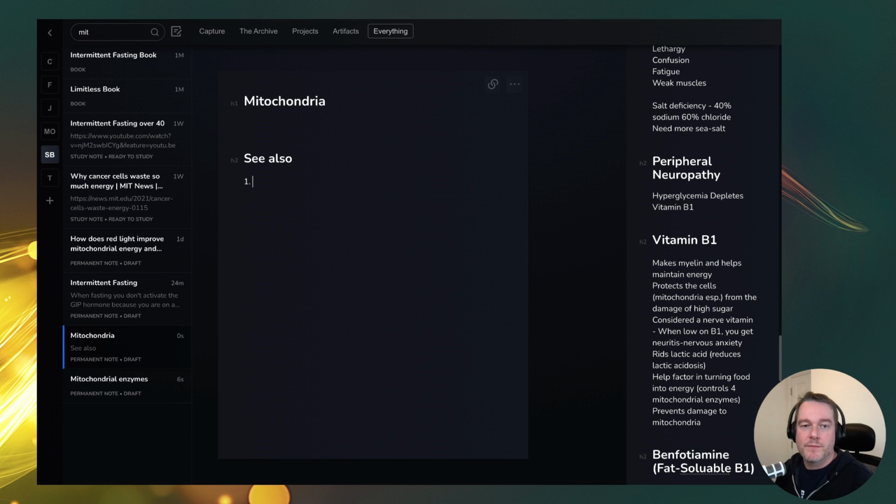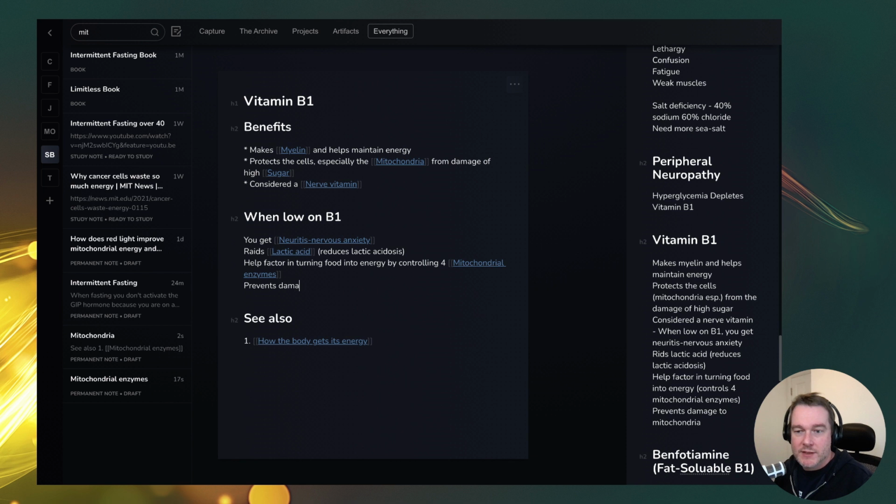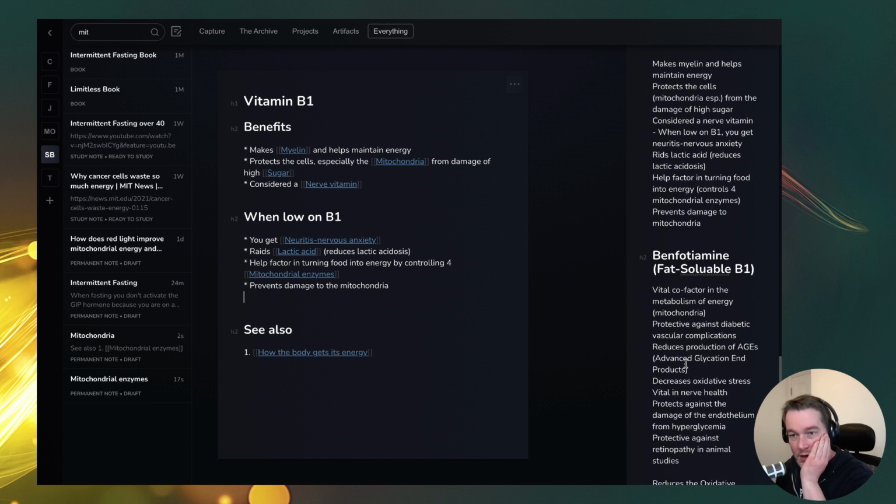C also. There we go. Right. Back to vitamin B1, and prevents damage to the mitochondria. Okay. Let's do stars. Right. Oh my goodness, keeps going.